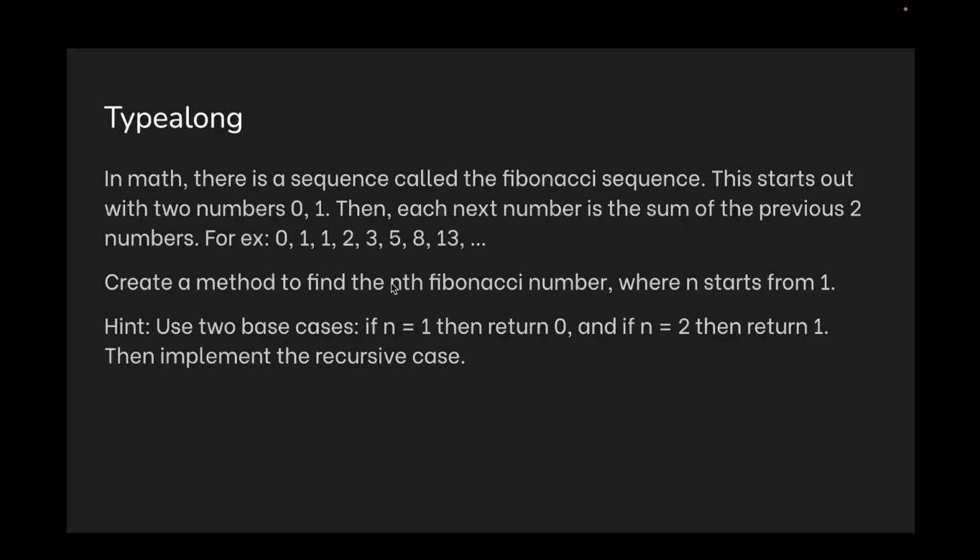So create a method to find the nth Fibonacci number where n starts from 1. So the first number is going to be 0, right? Second number is going to be 1. Third number is going to be 1. Fourth number is going to be 2. And so on.